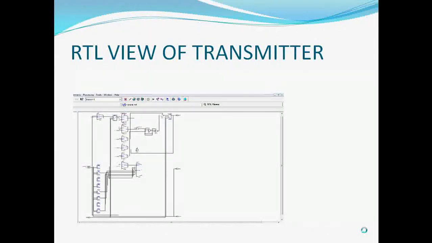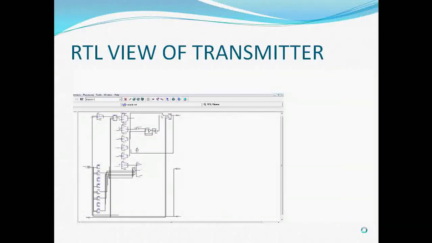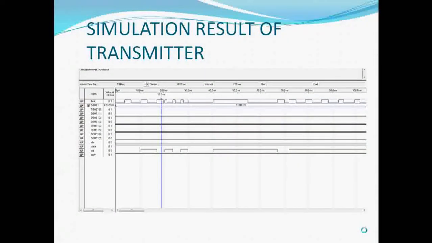This is the RTL view of the transmitter. Here is the simulation result of the transmitter. We can clearly see that for TX ready, at every rising edge of B clock, a bit is transmitted serially from the data bus. Also, we can see that there are start and stop bits.